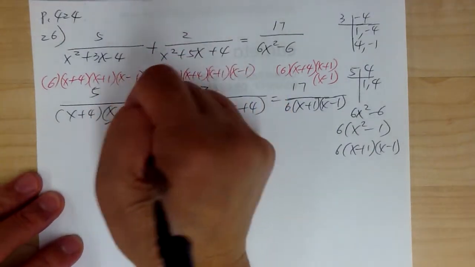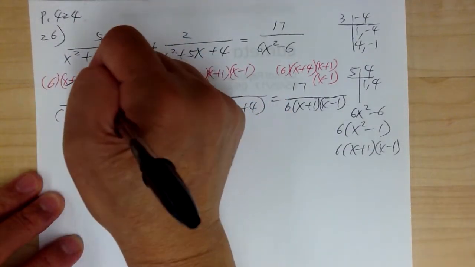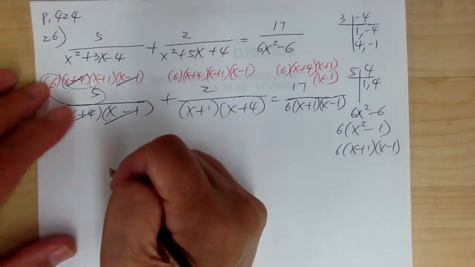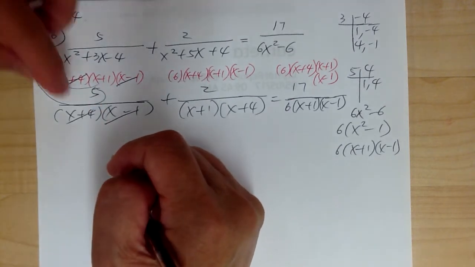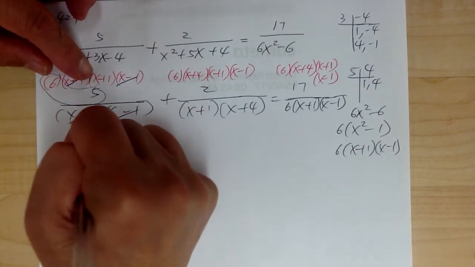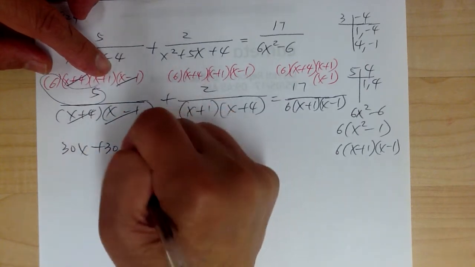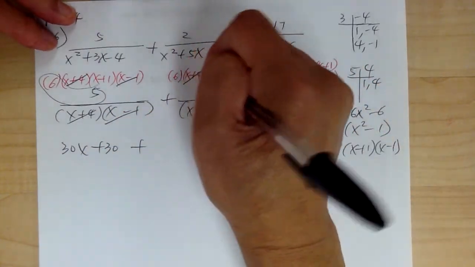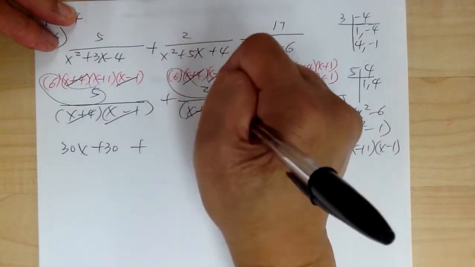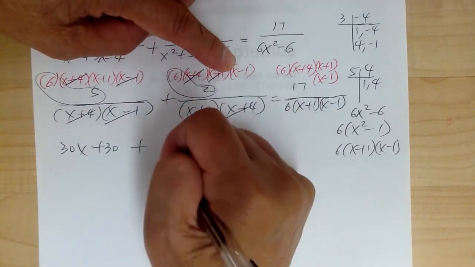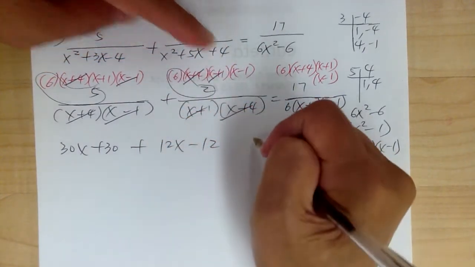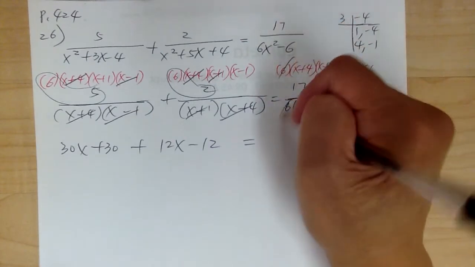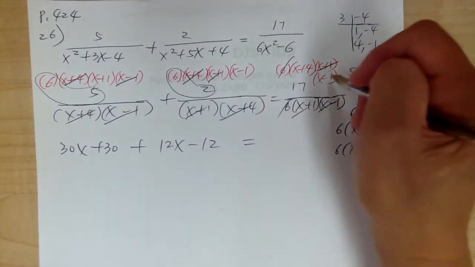Okay, so this cancels with this, cancels with that. So when you multiply, that's a 30, right? 6 times 5 is 30. So 30 times x would be 30x plus 30. Okay, this one cancels with this, cancels with that. So now you've got 12 over here. So 12 times that will give you 12x minus 12, equal, the 6 cancels out, x plus 1 cancels out, x minus 1 cancels out.